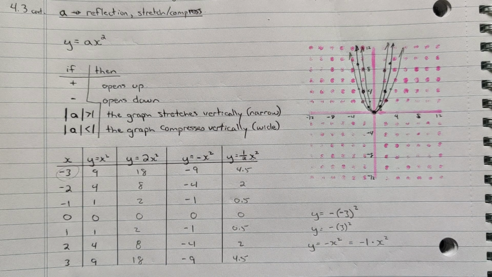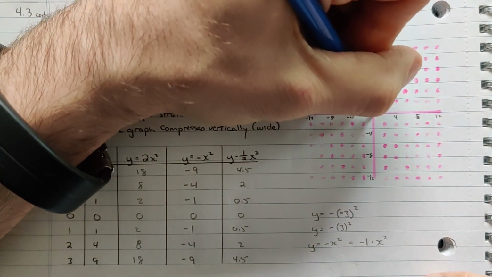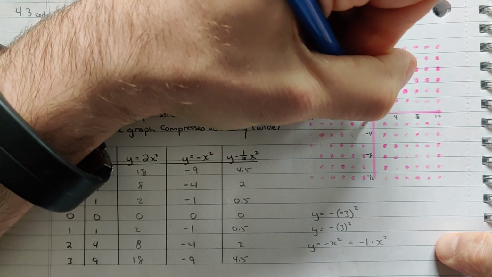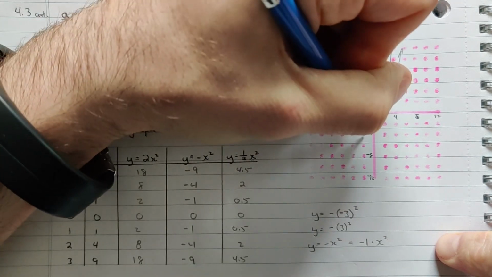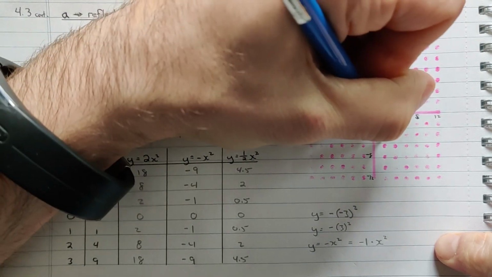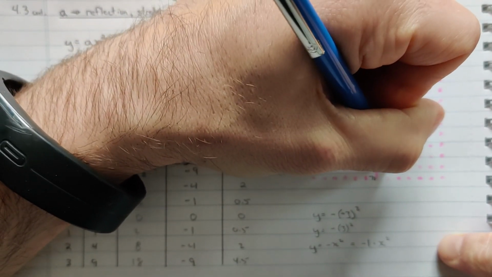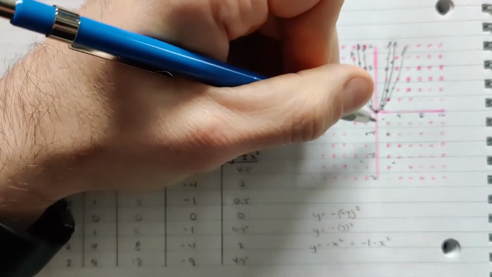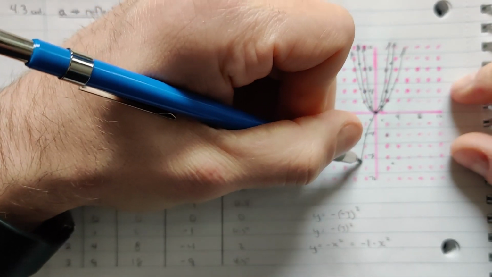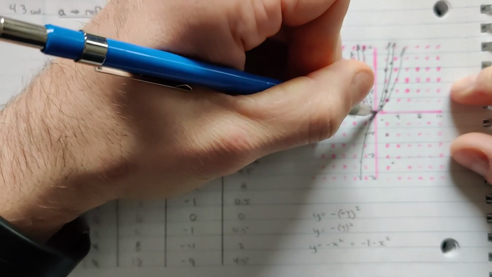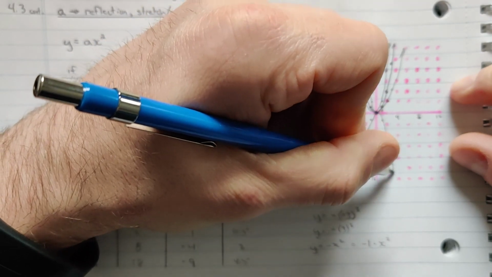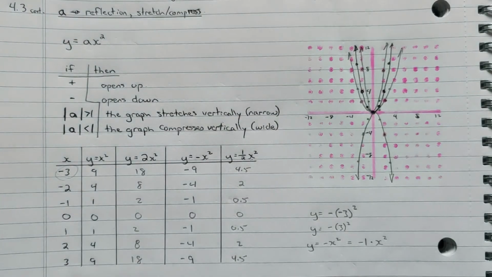So now we can plot those points, and all we have is our base graph, same vertex, but all the points are flipped over to their negative counterparts on the y-axis. So we have the same base graph, but it opens down. So a graph will open down when the a value is negative.